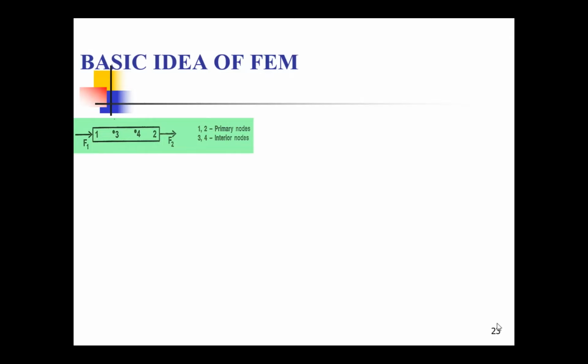So here you can see a beam or a simple component. Here we come across two different types of nodes. One is the primary node and the other is the interior nodes. The primary nodes are situated at the ends and the interior nodes are positioned in between. So 1 and 2 are fixed, and 3 and 4 I can change to 3, 4, 5, 6. That is how many nodes we are going to consider.